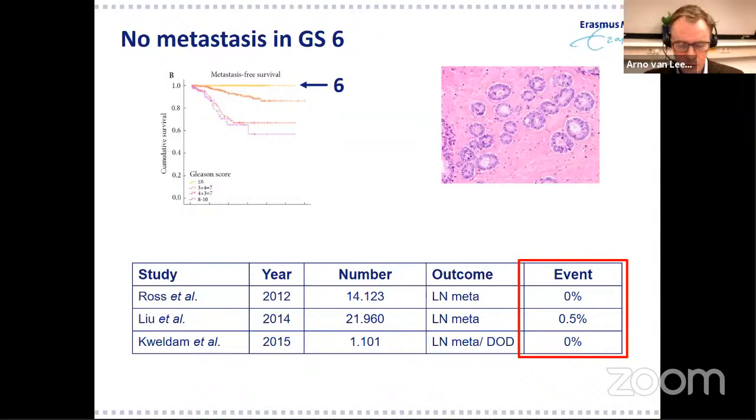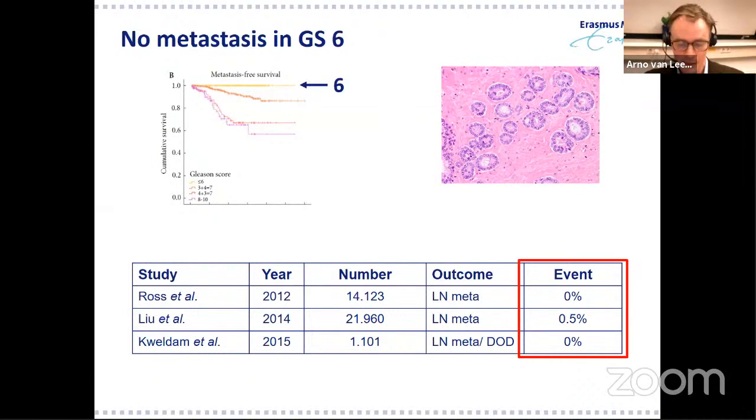So now let us look at the grade groups in more detail. As said, men with grade group 1 prostate cancer at prostatectomy have excellent outcome. In a study from our group, among 1,100 radical prostatectomy specimens, no man died of prostate cancer or developed metastasis. In a much larger series of more than 14,000 prostatectomy specimens from Johns Hopkins, likewise, no man with Gleason score 6 developed metastasis.